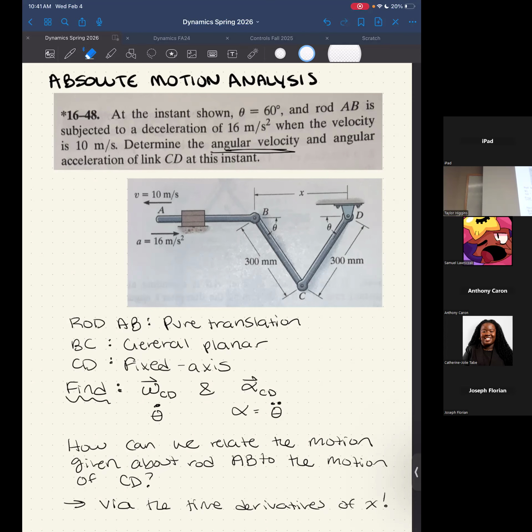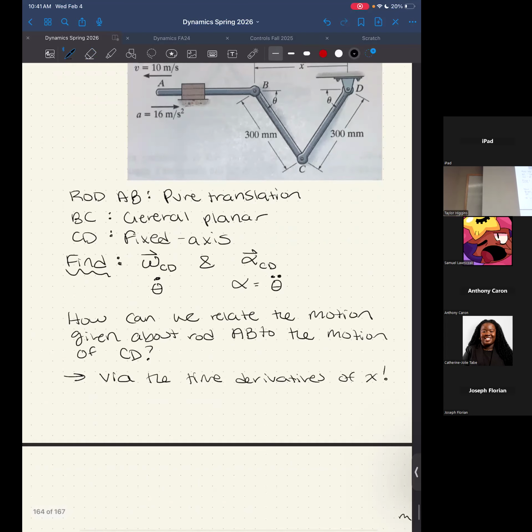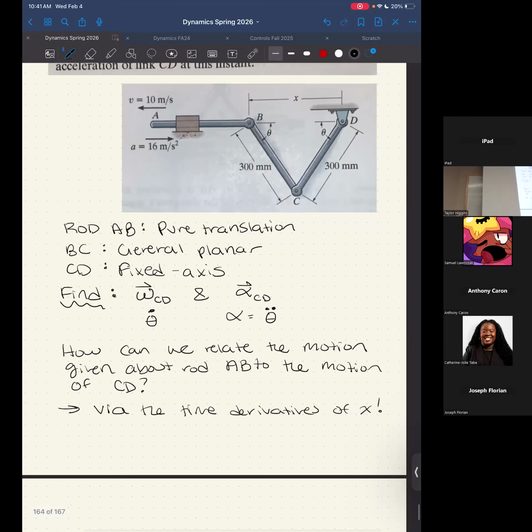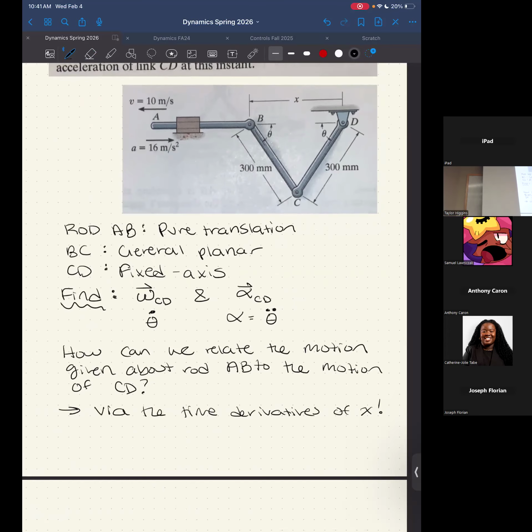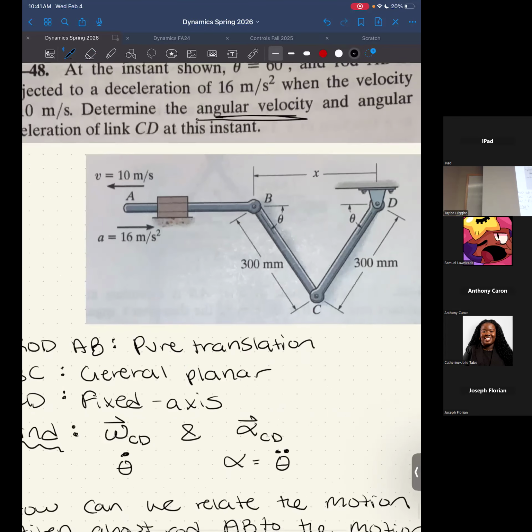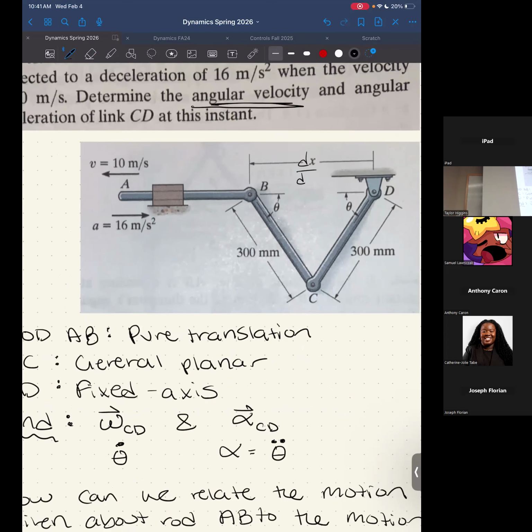I'm very stuck. Okay, let me do the very first step that we should do. Samuel, did you say you're stuck? Okay, so my very first piece of advice, there's kind of two things here. One is we have to be able to recognize that dx dt, the time rate of change of this gap, is equivalent to the velocity of B. That's the definition of B, how fast this gap is getting bigger.